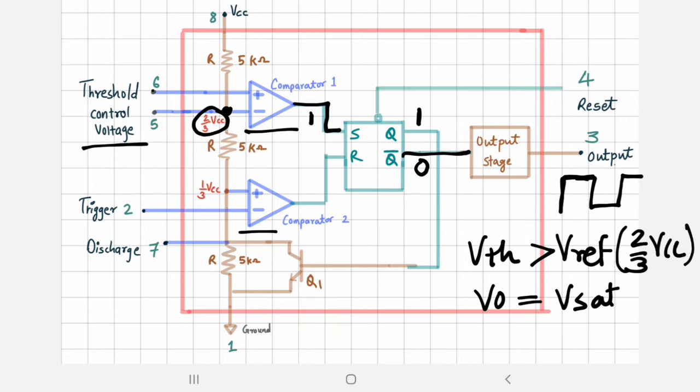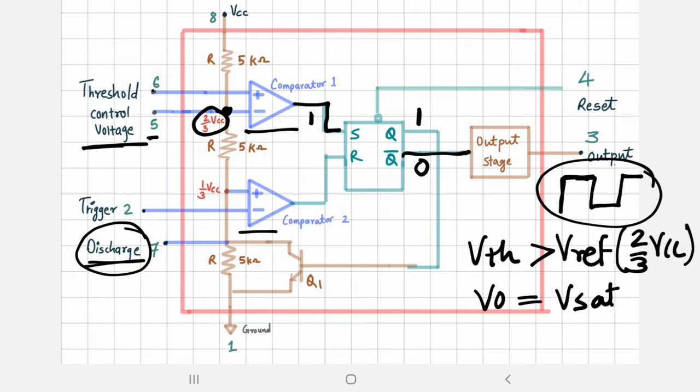Now what is the purpose of control voltage and discharge? The purpose of control voltage, meaning pin number 5, is to change the pulse width of the output. So you can connect a pot between this pin and the ground and you can change the pulse width of the output waveform. And if you are not using this pin, you connect this pin to ground with one capacitor. Simple. Now let's come to discharge.